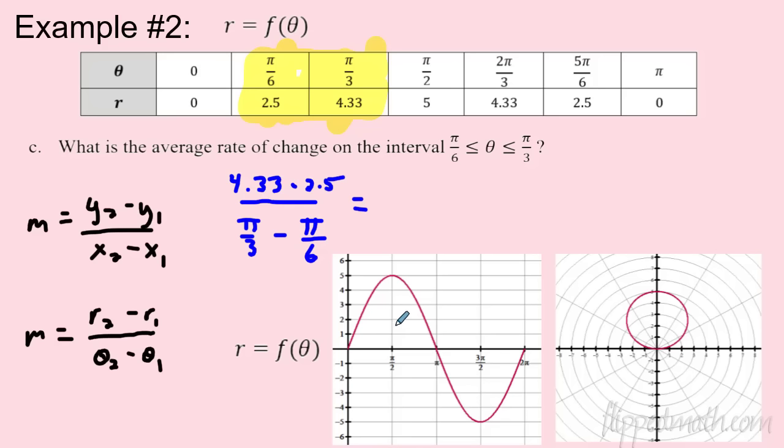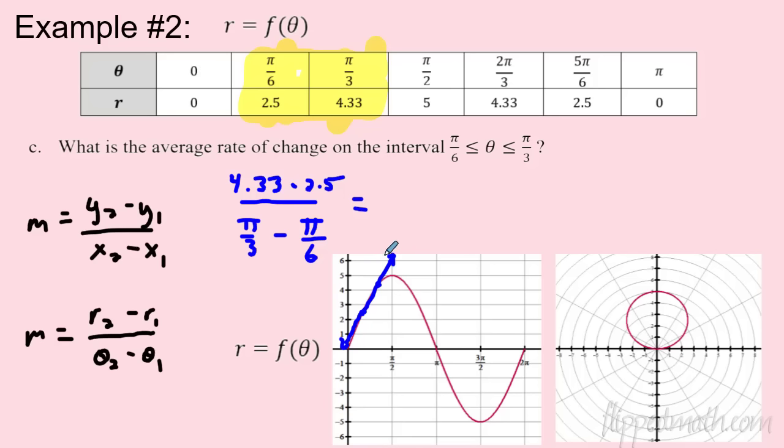So what did we find visually? Let's plot these points. Pi over 3 is about right here, and it makes 2.5. So here it is on the graph right here. And then pi over 6 is roughly there, and it comes up like this. So if we're finding the average rate of change, what are we doing? We're finding the slope of this line between those two points. So that's all it is. How much did it change? It's the slope of that line right there.